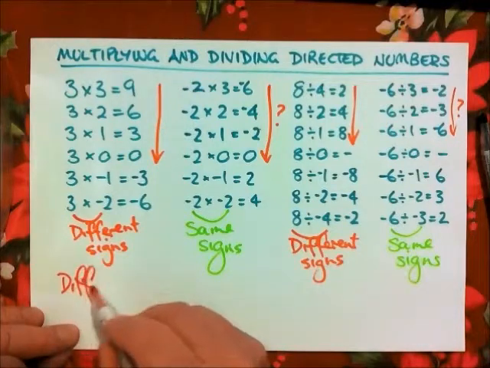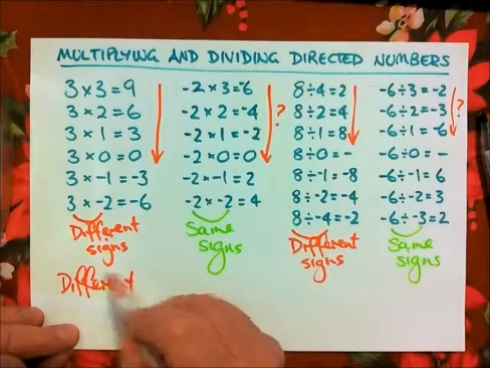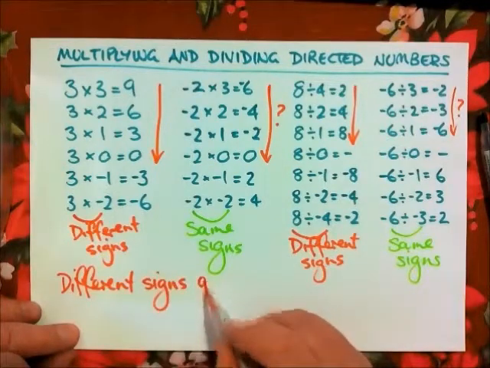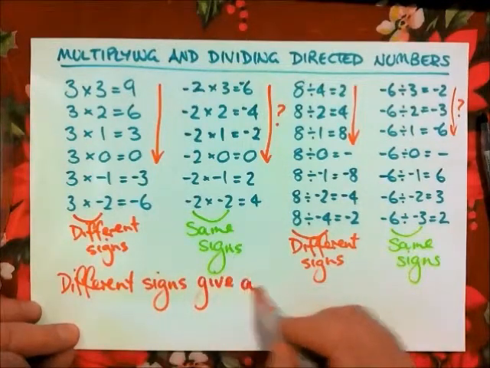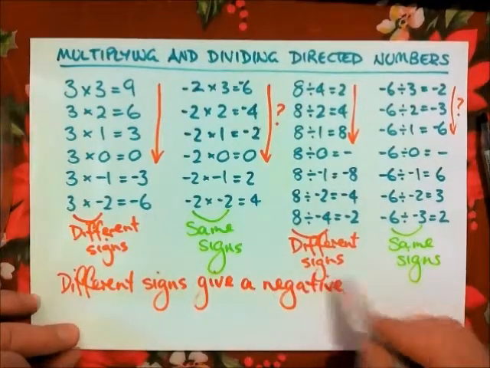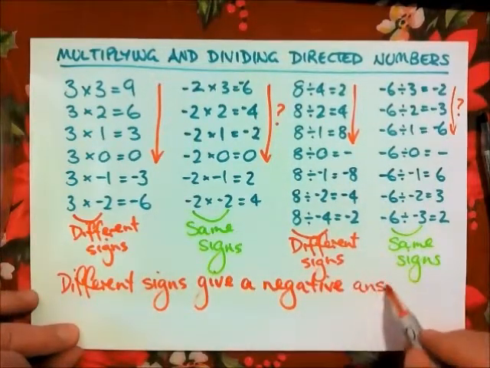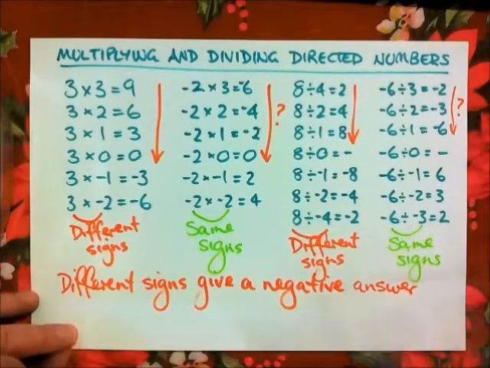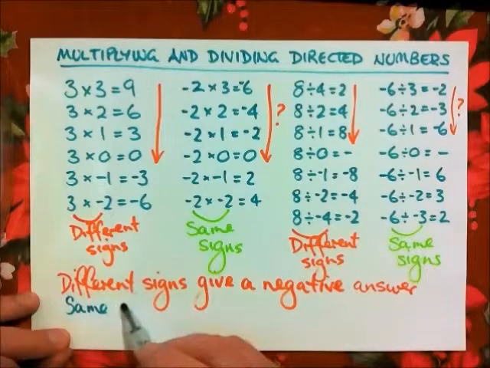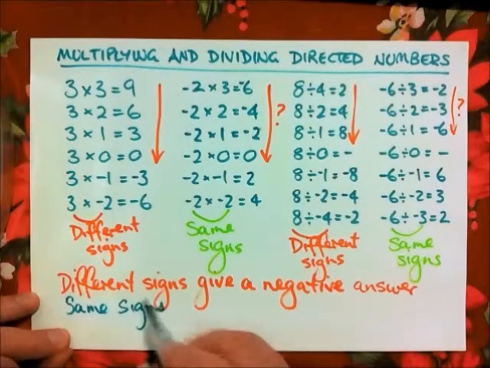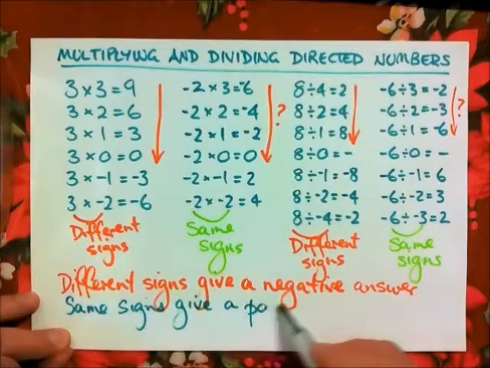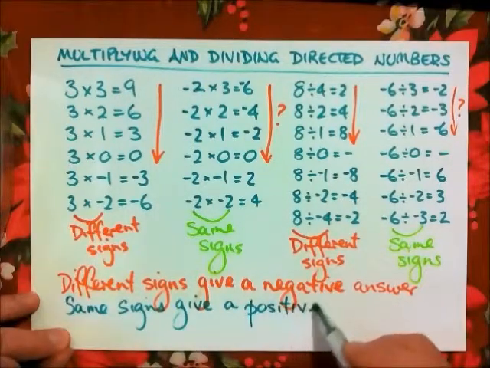So basically what we want to do is to summarise these findings into a couple of easy to use rules. And the first one is, as we said in orange there, different signs give a negative answer. You need again to commit this to memory. You don't want to have to keep relying on patterns to help figure out what's going on. Then, same signs give a positive answer.